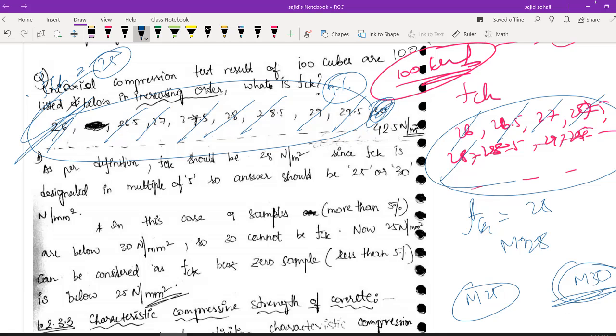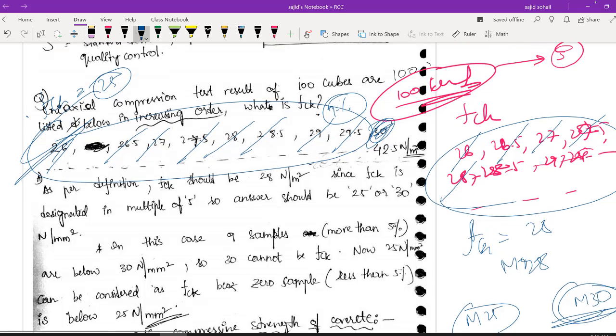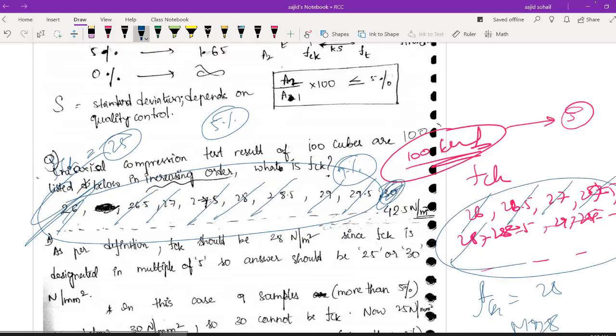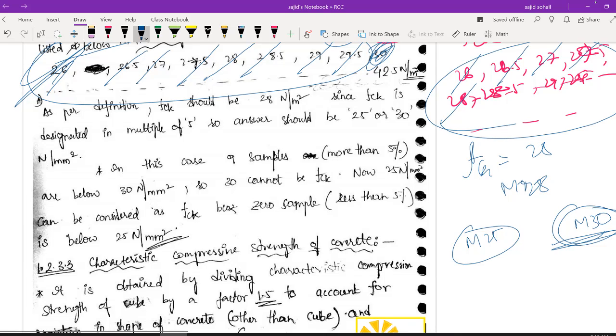I hope you are getting it right. Always as a designer we should be on a safe side. We should not cross this criteria. ये जो 5% वाला criteria है, we should never cross it. I hope you got it right. Concept समझ में आ गया आपको? So let us read it once. As per definition, FCK कितना रहना चाहिए? It should be 28 Newton per mm square. But always FCK is designed as a multiple of 5. आपको मिलेगा 25, 30 and so on. So obviously what I am taking? I am taking M25 to be on a safe side.